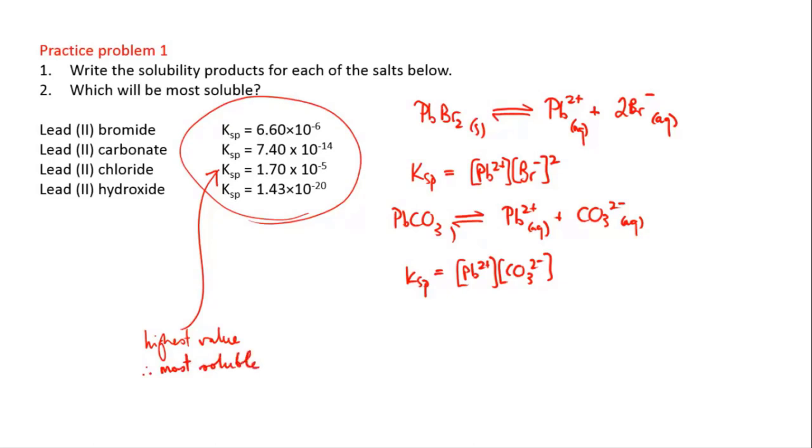This is all relative, though. Obviously, all of these numbers are quite small. In general, lead salts are not very soluble. But lead hydroxide, for instance, is 15 orders of magnitude less soluble than lead chloride. We would tend to refer to lead hydroxide as insoluble. Okay.